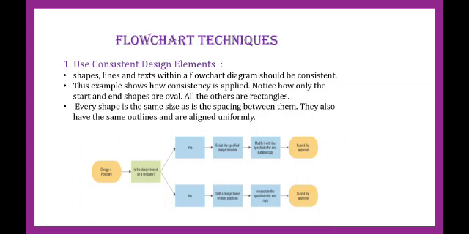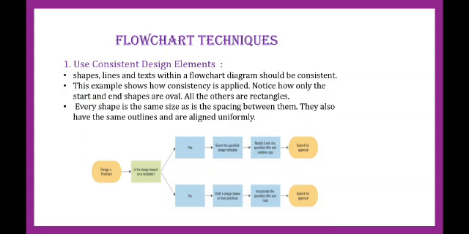So when you are designing and creating a flowchart, keep in mind that the diagram needs to be easy to understand, and by using these 5 steps we can make flowcharts that are easier to read, understand and use. So the first one: shapes, lines and text within a flowchart diagram should be consistent. And here we have an example that shows how this consistency is applied.